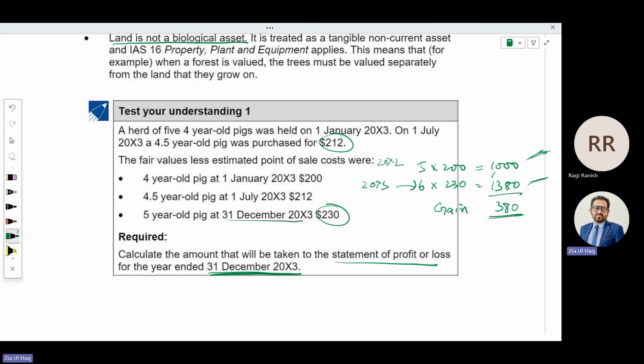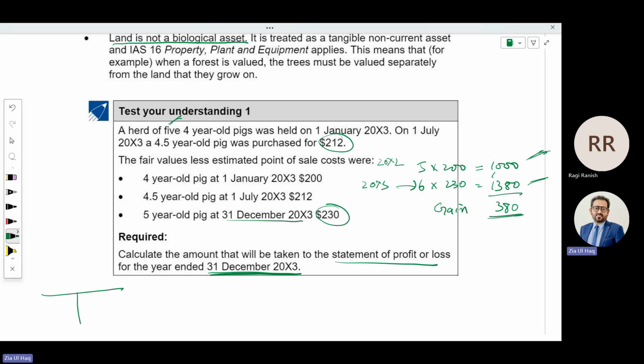So we bought in 20x3. But what is his value now? Fair value now at 31st December 20x3. His fair value is 230. Even the 5 we were having at the end of the previous year, what is their value? 230. But on 1st July, when we bought, that is included in the asset. So what value will we record for the purchase? We need to record the year-end value.